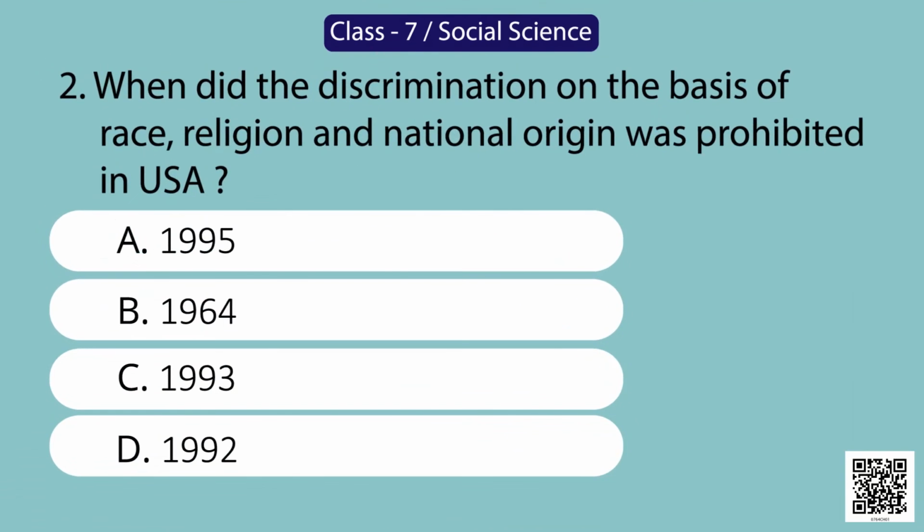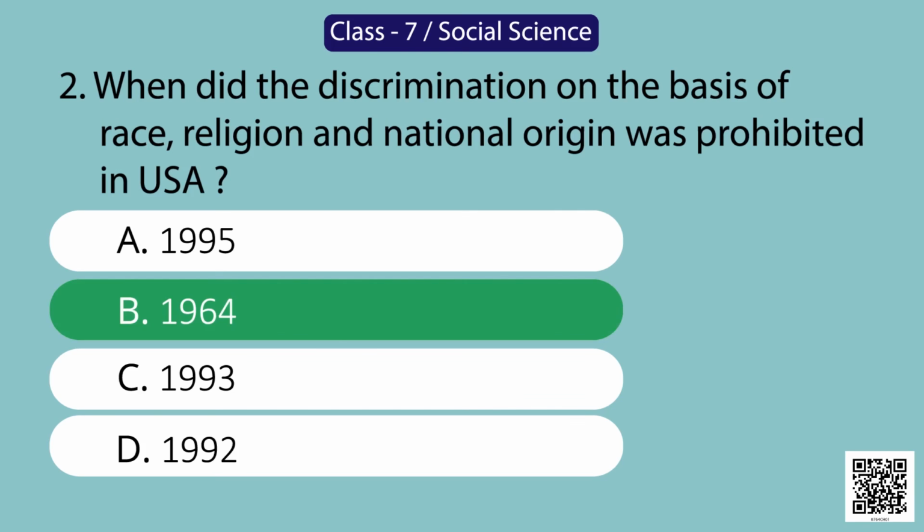Question number 2. When was discrimination on the basis of race, religion, and national origin prohibited in the USA? Students, in this question, you have to choose one right year from the 4 choices. A. 1995, B. 1964, C. 1993, D. 1992. Students, as you studied in this chapter, the Civil Rights Act of 1964 prohibited discrimination on the basis of race, religion, or national origin. Therefore, B. 1964 is the right answer.